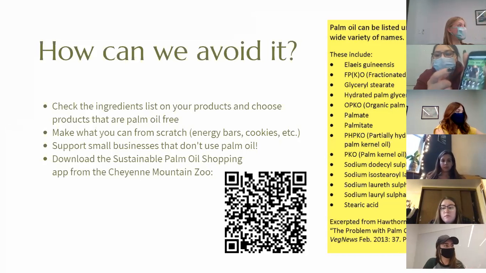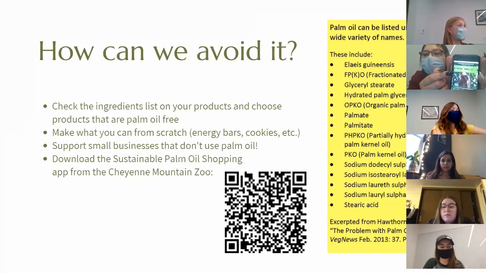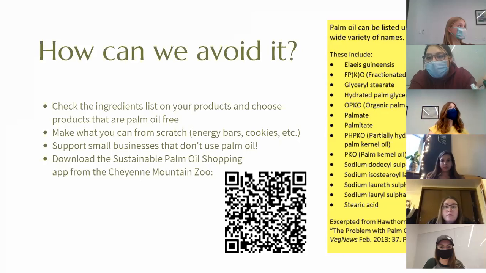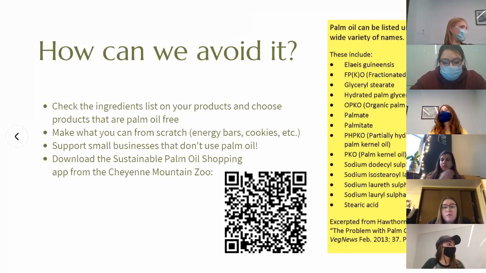There are two options at the top: quick search or barcode. So if you're just curious about a product, you can insert the name, and it'll give you levels of how much palm oil it has or how sustainable it is. What's a good example? Hershey's, all right. Okay, that one's not coming up for me. Let's just try chocolate.